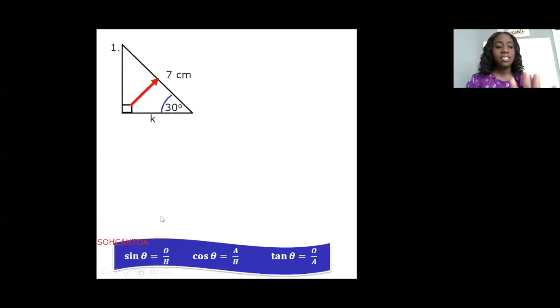All right, so let's consider this scenario here. Question 1. We have to find k. The first thing we need to do is we need to do what? Tell me what's the first thing we need to do. The first thing we need to do, guys, is we need to identify our sides and label. All right, so 7 represents the hypotenuse. What side is K? K is the adjacent side.